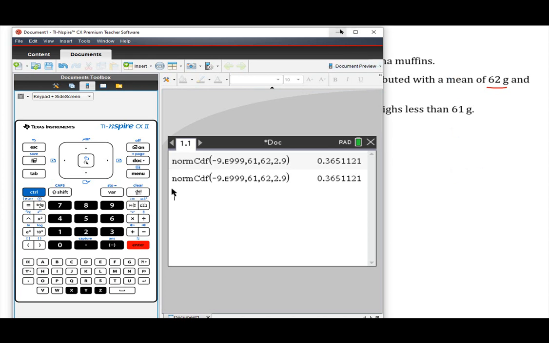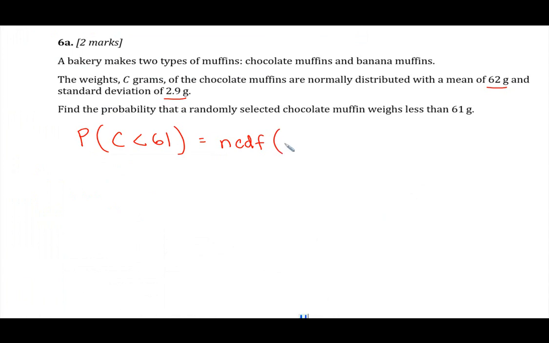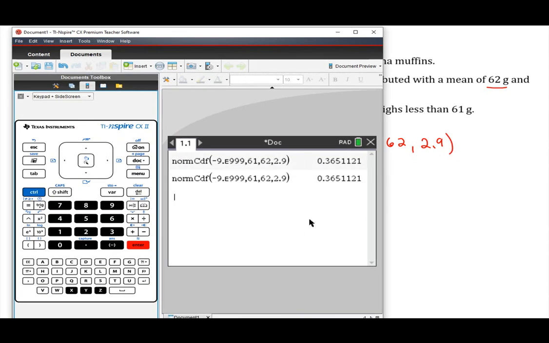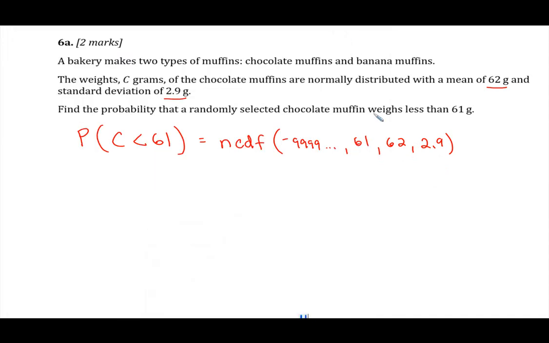Okay, so I always like to show what I typed in. We had negative 9999 dot dot dot, that was our lower bound. Our upper bound was 61. Our mean was 62, and standard deviation was 2.9. I like to always show this to let the grader know what I put in the calculator. And our answer was approximately 0.365. Okay, so that's part A. Let's take a look at part B.